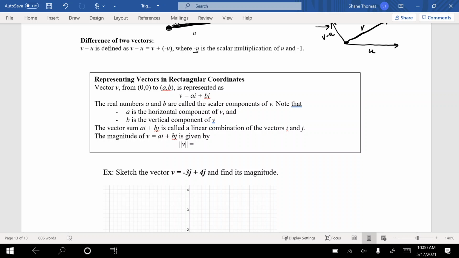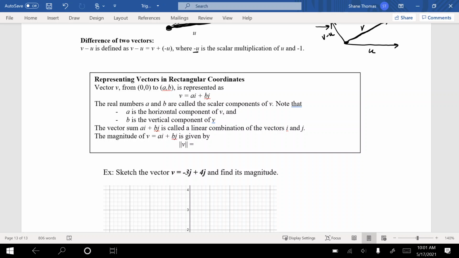All right, so we've got i and j. Anytime you're going to have this, you're going to have something that equals something i plus something j. So for instance here, just look ahead real quick. v equals 3j plus 4... that should be 3i. This should be i. Make that change right now. Negative 3i plus 4j.